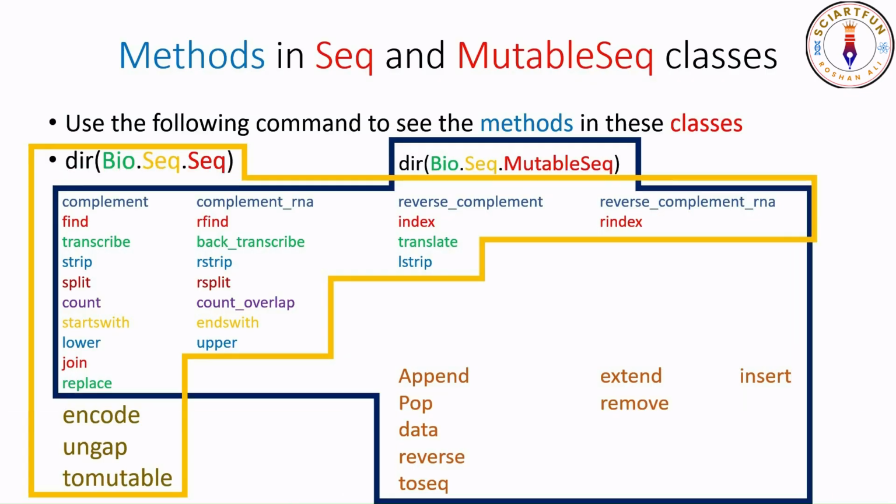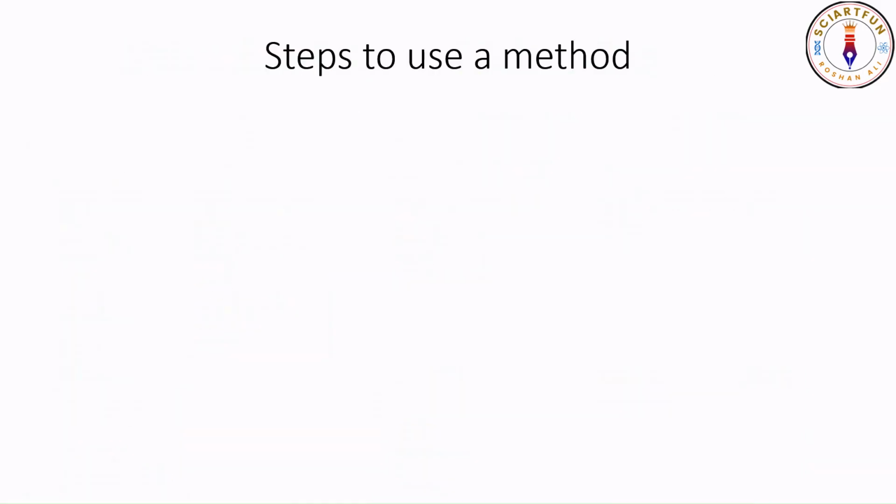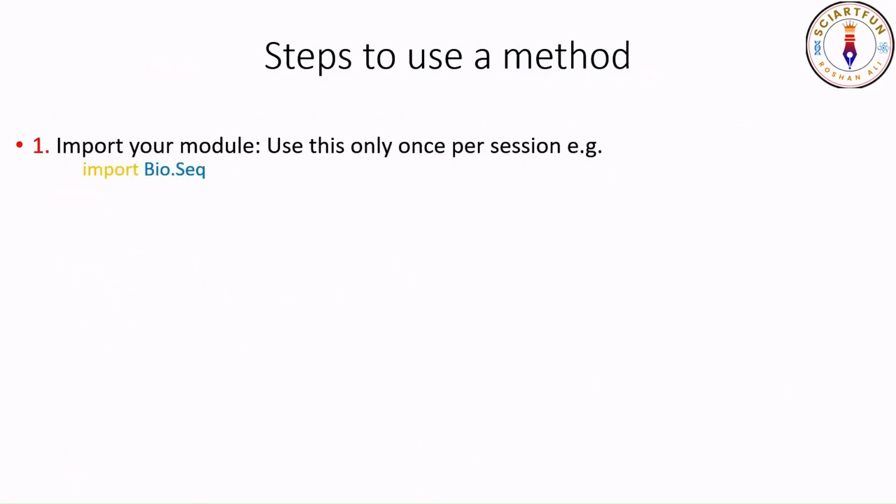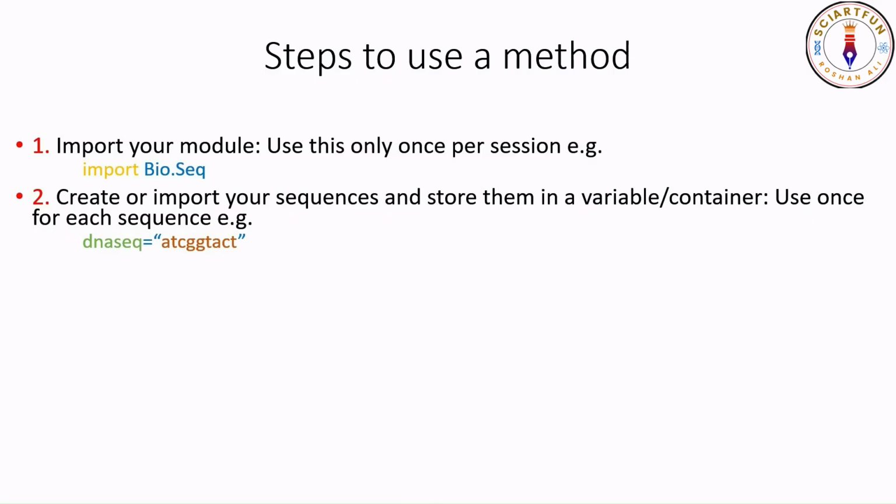Okay, you saw the methods. How to use them? Let's learn. To use these two classes, you have to follow these steps. First of all, you have to import the module using this command. Next, create an object with your sequence stored in it. For example, you stored your sequence in a variable, DNA-seq.